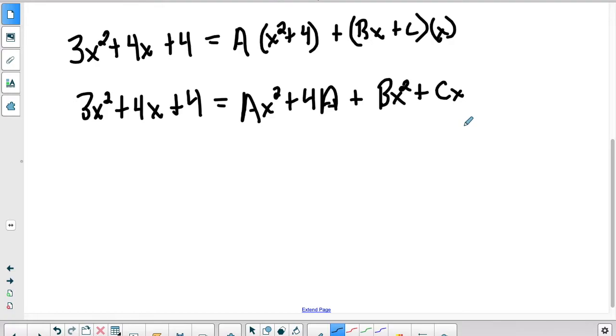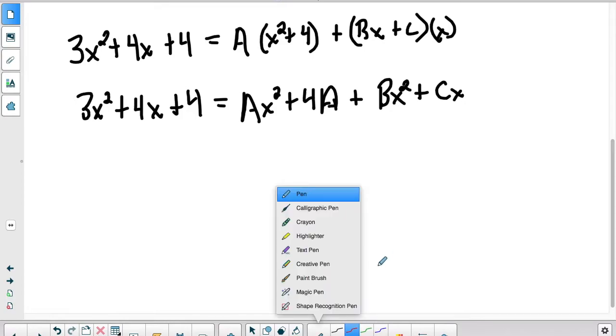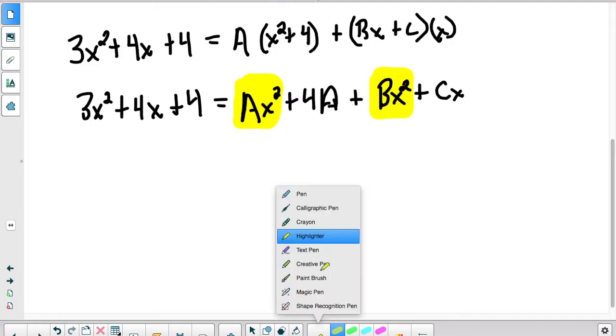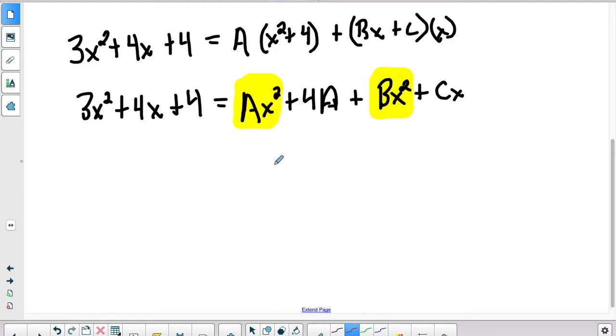Now what I'm going to do next is I'm going to group the things that have like terms. So if we notice, I'm going to use my highlighter, Ax squared, so this has an x squared. Bx squared also has an x squared. So we're going to put those two together. Those are the only things on the right side that have a common term. So what we get is 3x squared.